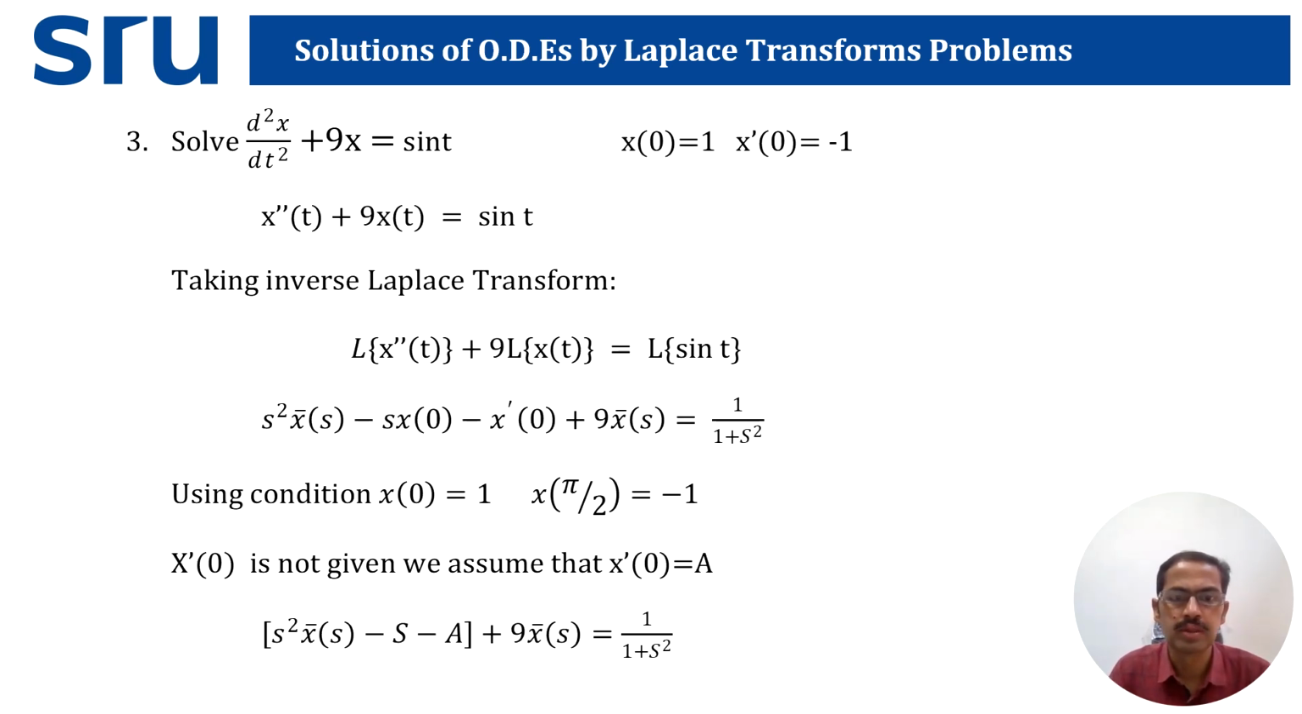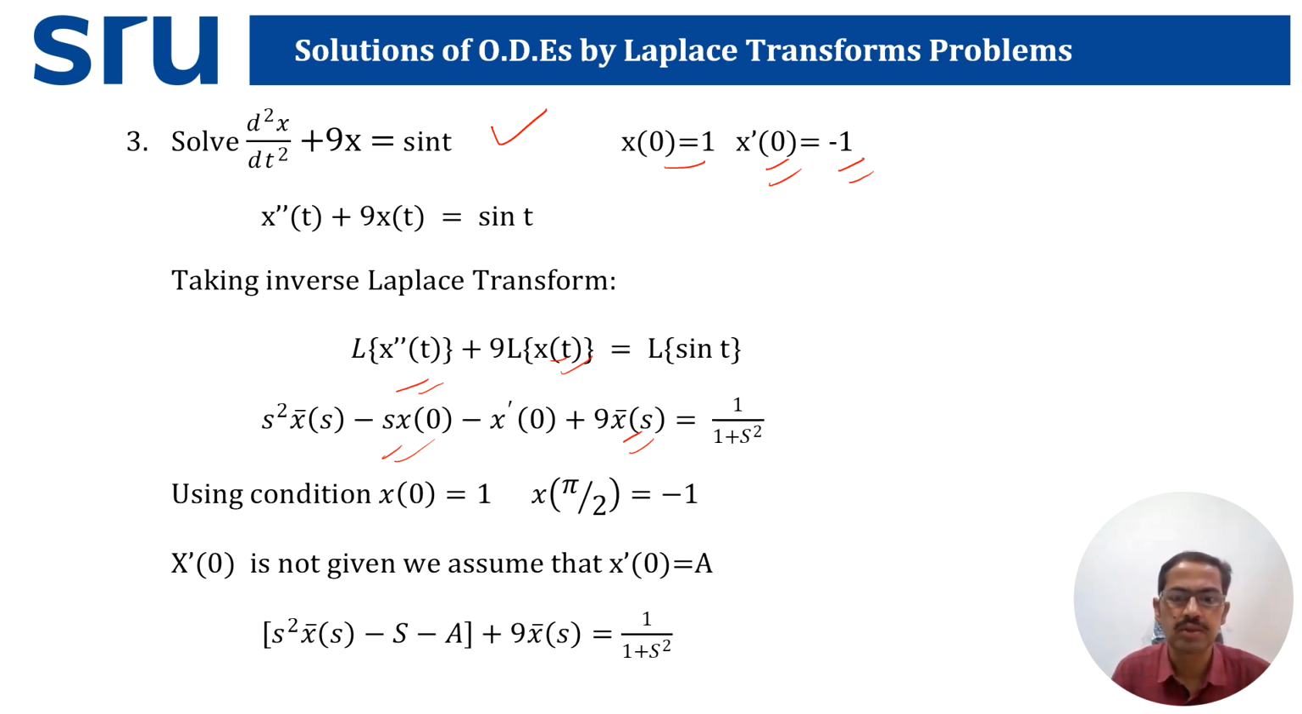And here is one more problem: d square x by dt square plus 9x equal to sin t, where x of 0 is 1 and x dash of 0 is minus 1. Is it right? The similar procedure we follow. Take Laplace transform on both sides. Here second order derivative, here first order derivative. First order is simply x of t is x bar of s, and then the second order.